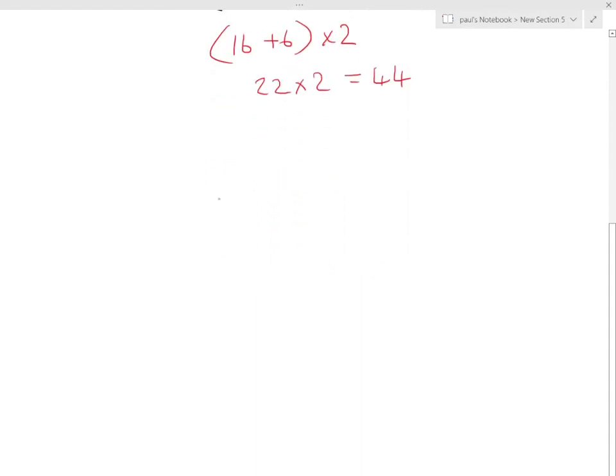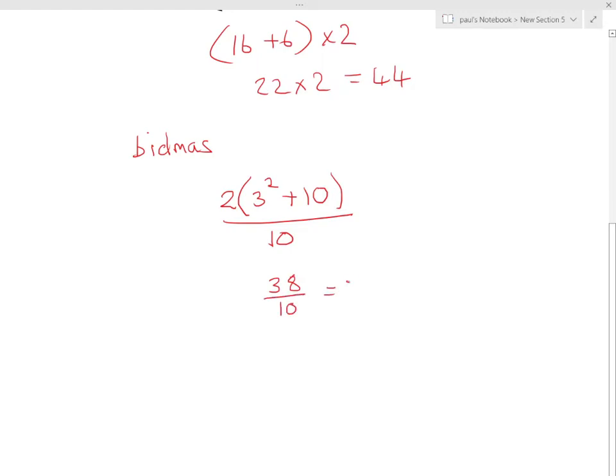So let's have a look at another one. So 2 times the bracket of 3 squared plus 10, and divide by 10. So let's have a look at what we do with BIDMAS. So brackets first. So let's get everything done inside the brackets. 3 squared is 9. 9 plus 10 is 19. And 2 times 19 is 38. So we got 38 divided by 10, which is 3.8. So you do everything in the right order.